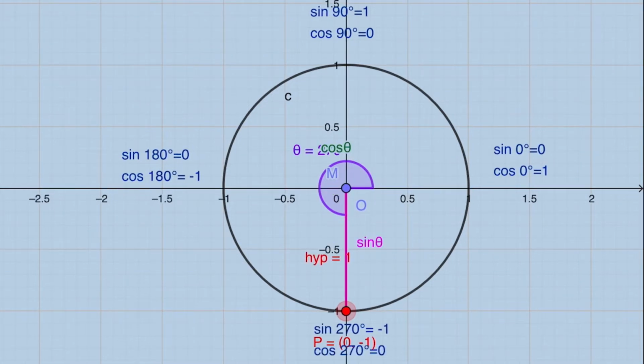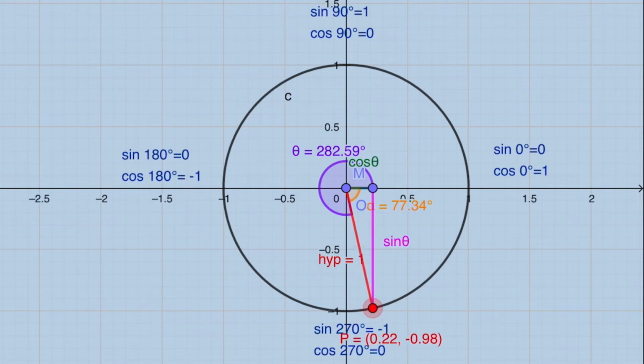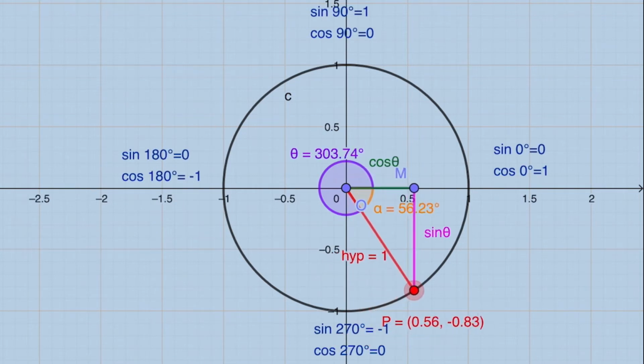As theta increases, it goes to the fourth quadrant. Look at the coordinates of P. In the fourth quadrant, x coordinate is positive, y coordinate is negative. So, for a fourth quadrant angle, cos theta value will be positive and sin theta value will be negative.